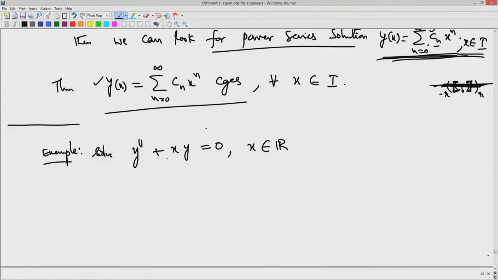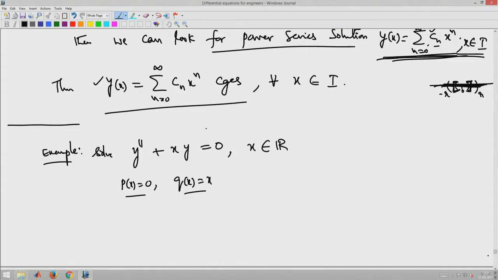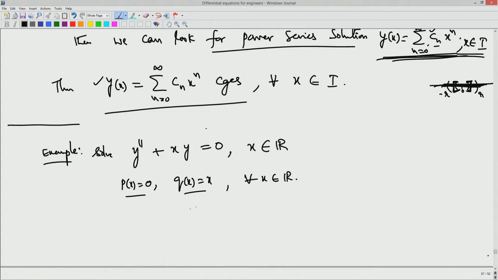So, clearly p(x) is 0 and q(x) is x, both already having power series expansions. They are polynomials, so they are already power series, with the remaining coefficients 0. So, 0 and x have power series representations, which are valid for every x belonging to R, that is, radius of convergence infinity, around 0. So, you look for your solution as the sum of C n x power n, n from 0 to infinity. Okay.